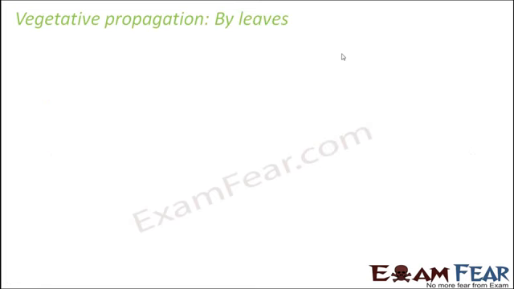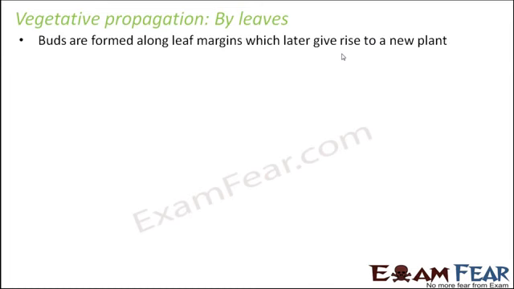Next is vegetative propagation by leaves. This sounds quite interesting because not many of you would imagine leaves giving rise to a new plant. But yes, they do. So how? Let us see. There are specialized leaves where buds are formed along the leaf margins which later give rise to a new plant. One such example is the bryophyllum.